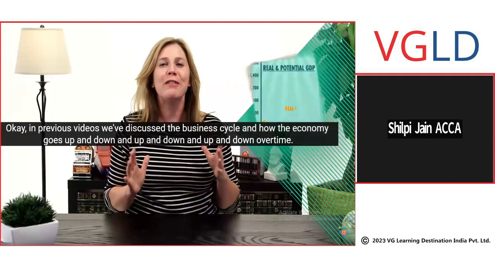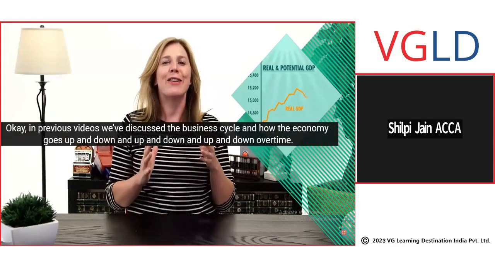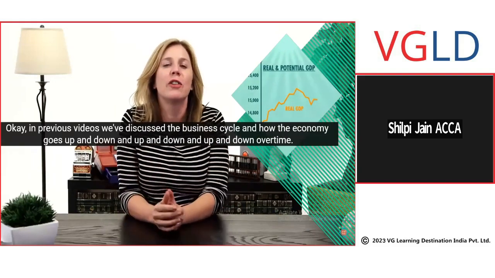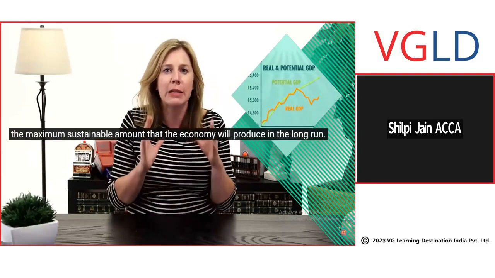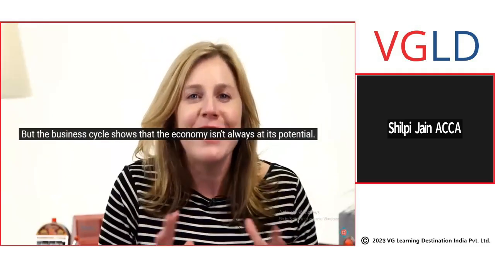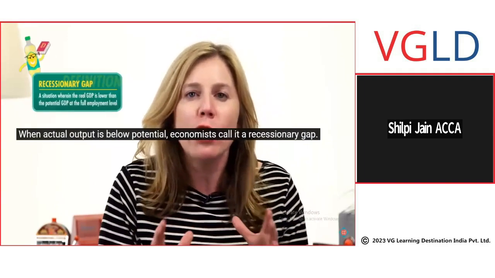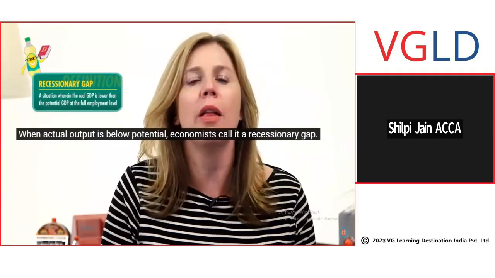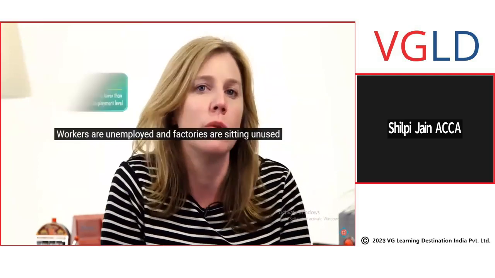In previous videos, we've discussed the business cycle and how the economy goes up and down and up and down over time. This line represents the economy's potential GDP, the maximum sustainable amount that the economy will produce in the long run. But the business cycle shows that the economy isn't always at its potential. When actual output is below potential, economists call it a recessionary gap. Workers are unemployed and factories are sitting unused.